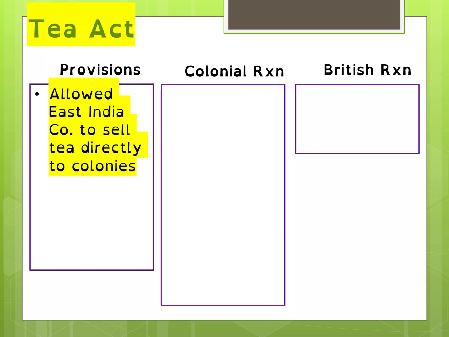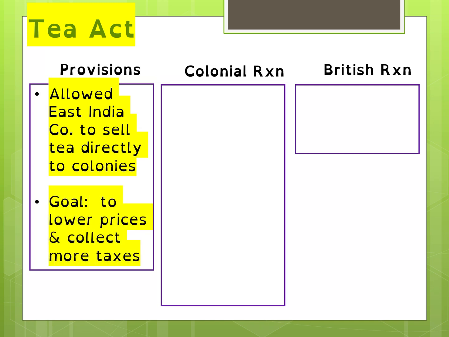The Tea Act is not a tax on tea. There was already a tax on tea from the Townshend Acts. The Tea Act just gives exclusive rights to one company, the East India Company, which is a British company, to sell their tea directly to the colonies. It eliminates the middleman, which would have been the American person that was importing, and then the retailer that was selling the tea to the consumer and making a living off of that.